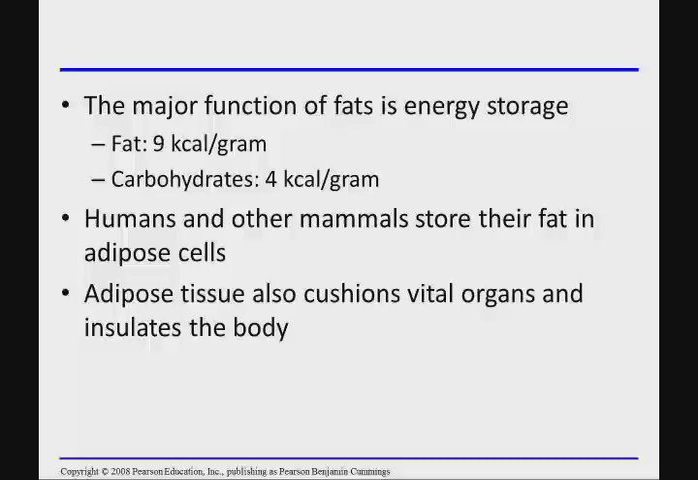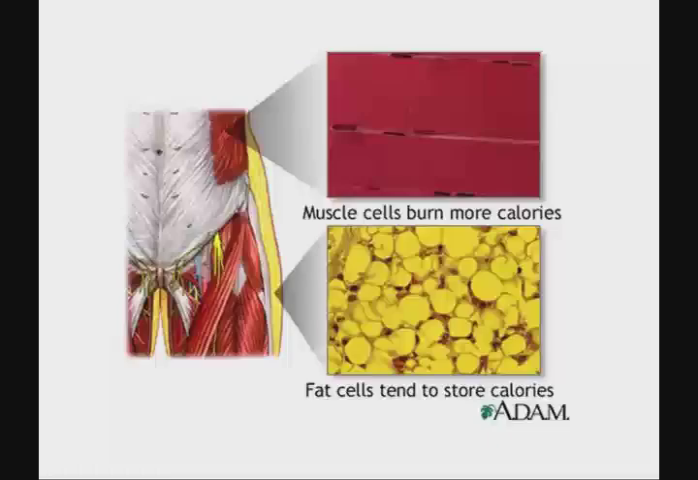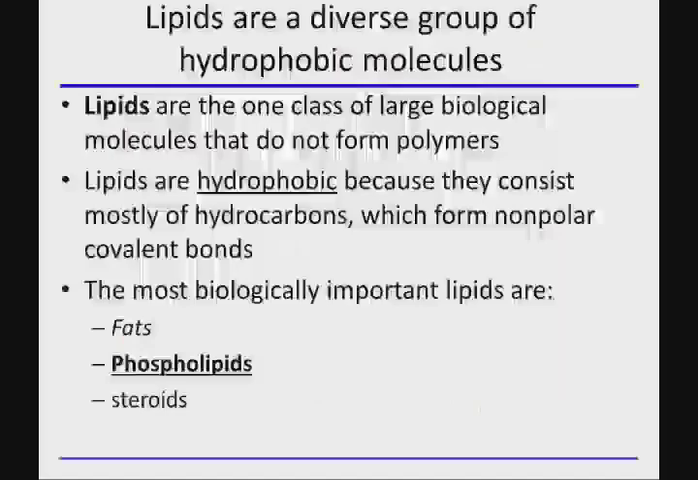So we use this as a really good way to store energy because it's very condensed, and you can also use it as an insulator and a cushion for vital organs, right? So adipose tissue is then the type of tissue that we store fat in. Now you should go on and take an anatomy and physiology class and talk more about adipose tissue and the different kinds. So that's fats. Those are the high points of fats that I want you to know.